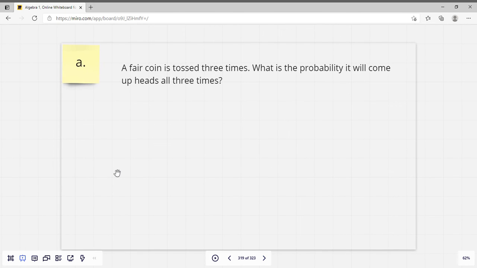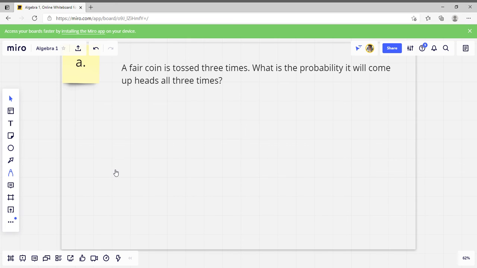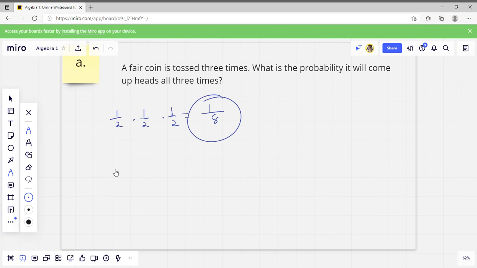All right, first one. A fair coin is tossed 3 times. What is the probability it will come up heads all 3 times? So first toss, 1 out of 2. Second toss, 1 out of 2. Third toss, 1 out of 2. Multiply them. 2 times 2 is 4. 4 times 2 is 8. 1/8. That's the answer to that first one.